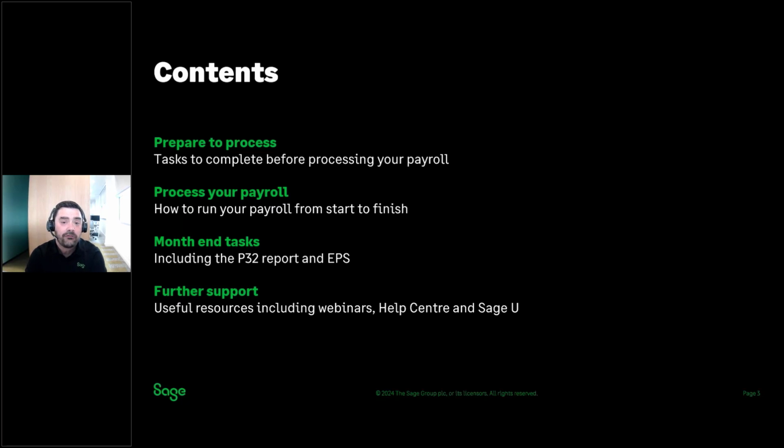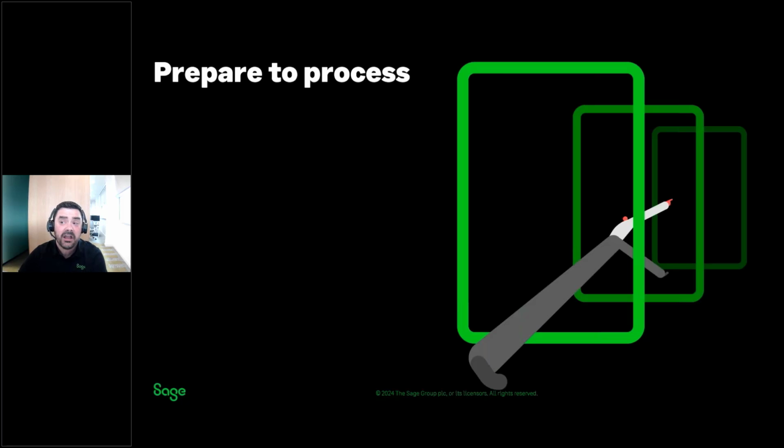We're going to finish the demo with some month-end tasks, including the P32 report that you can use to work out the payment due to HMRC, and submitting the EPS if required to submit any adjustments to your liability. And we will finish with a quick run through of the further support available, including upcoming webinars, Help Centre and Sage University. So we've got plenty to pack into the session today, and we'll get started with preparing to process your payroll.